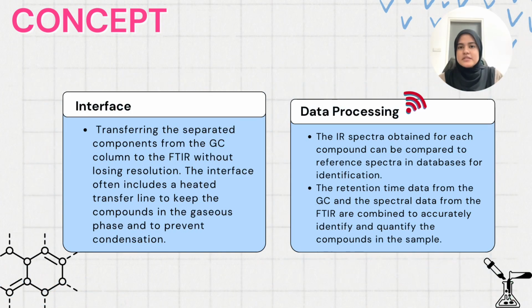The interface in GC-FTIR transfers the separated components from the GC column to the FTIR without losing resolution. The interface often includes a heated transfer line to keep the compounds in the gaseous phase and to prevent condensation. In data processing, the IR spectra obtained for each compound can be compared to reference spectra in databases for identification. The retention time data from the GC and the spectral data from the FTIR are combined to accurately identify and quantify the compounds in the sample.